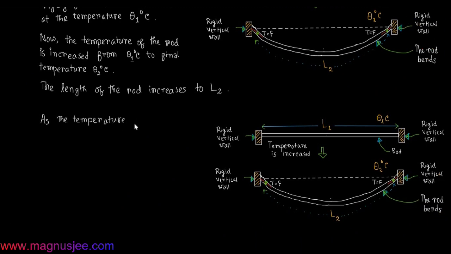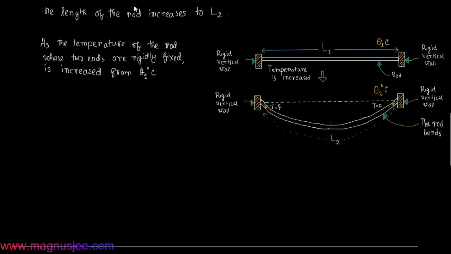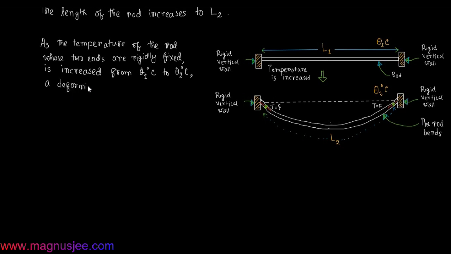As the temperature of the rod whose two ends are rigidly fixed is increased from theta 1 degree C to theta 2 degree C, a deforming force F acts at its two fixed ends.